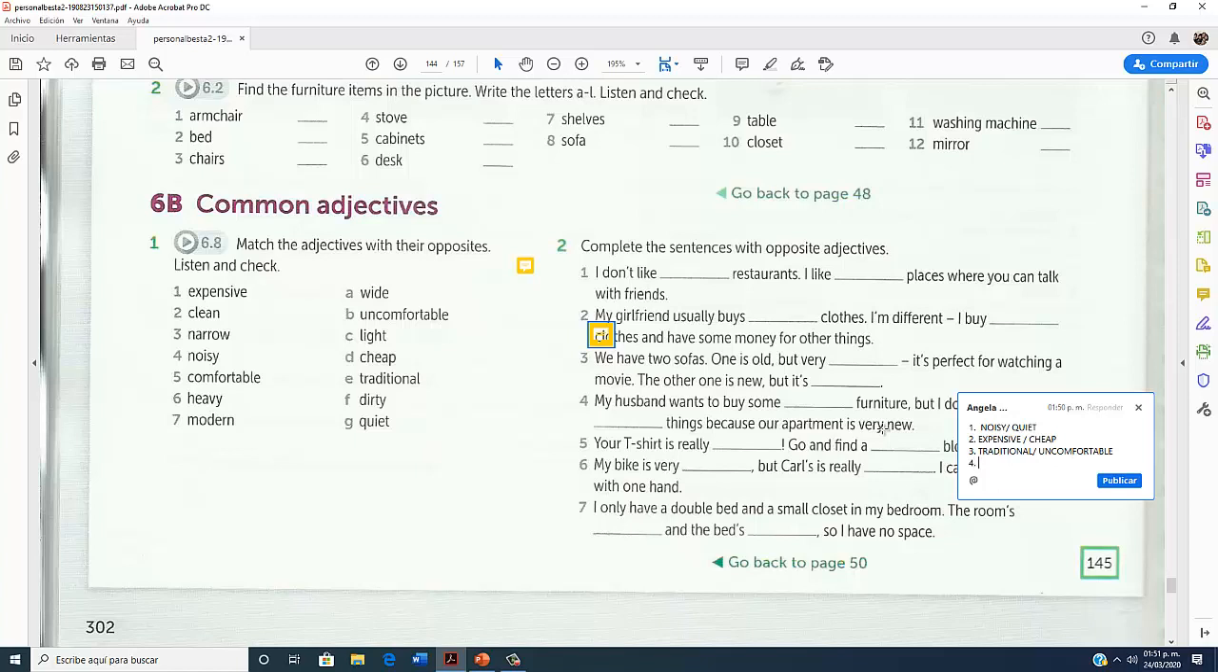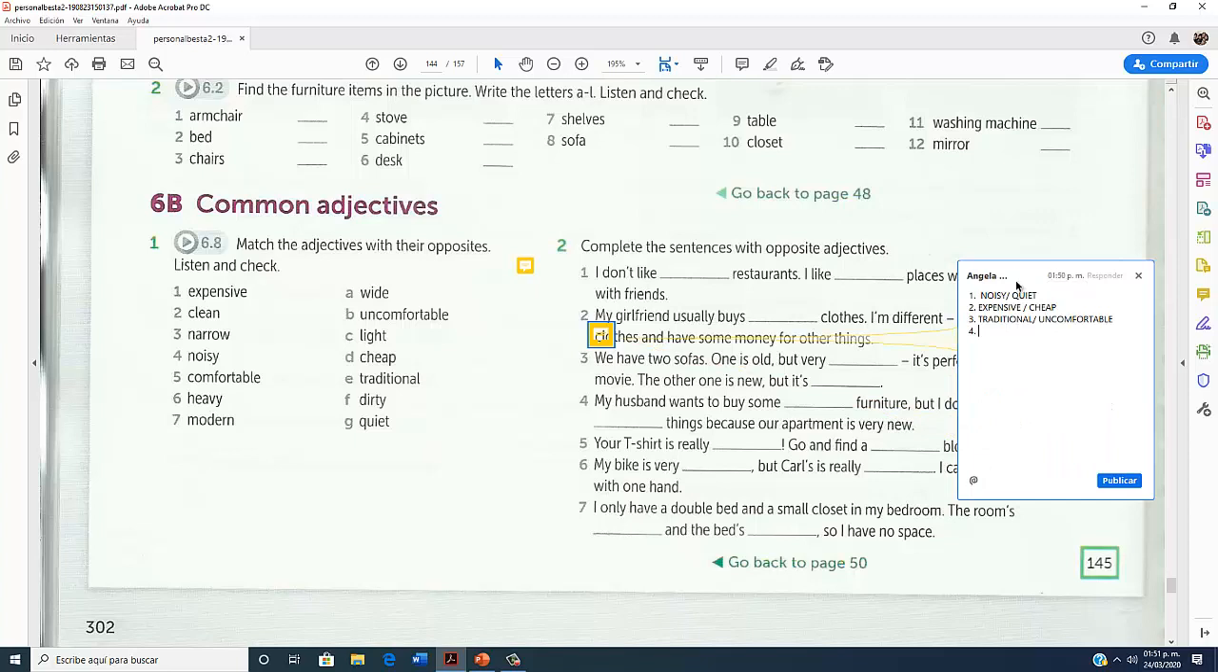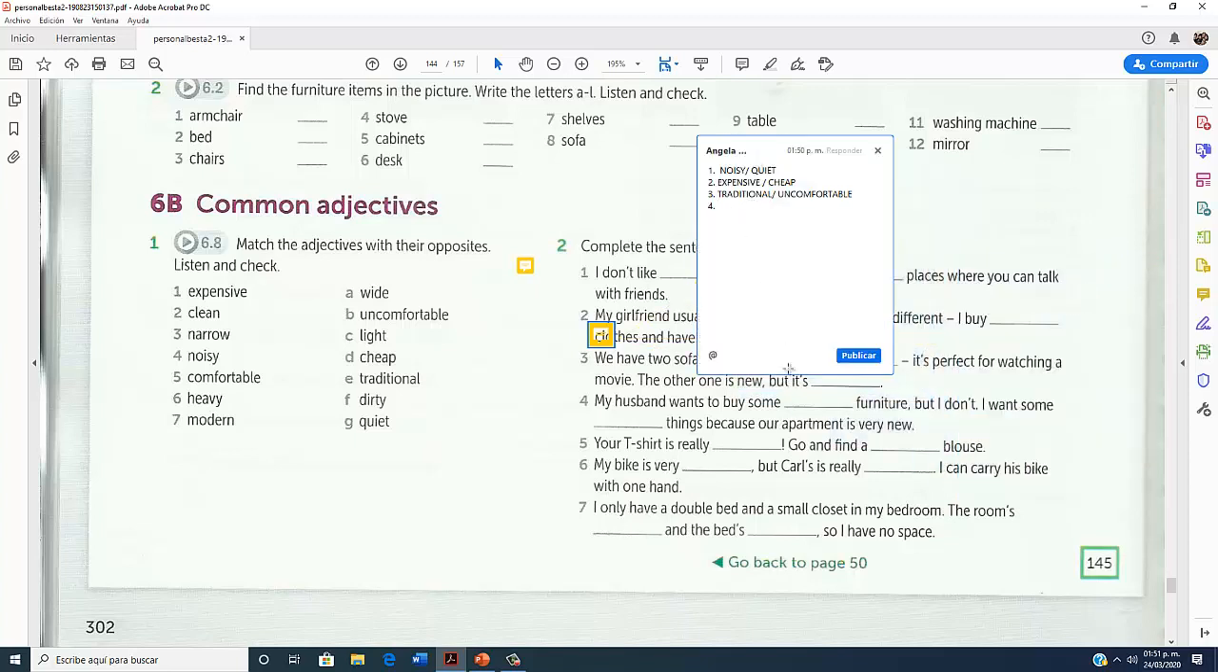Number 4. What do we have in number 4? I want to move this. Is it possible? Yes, we can move this. Alright, how about number 4?